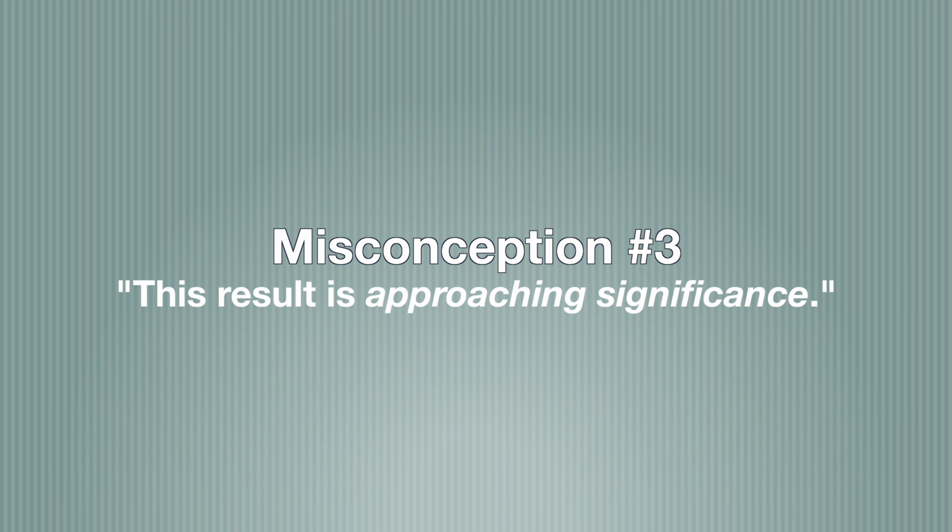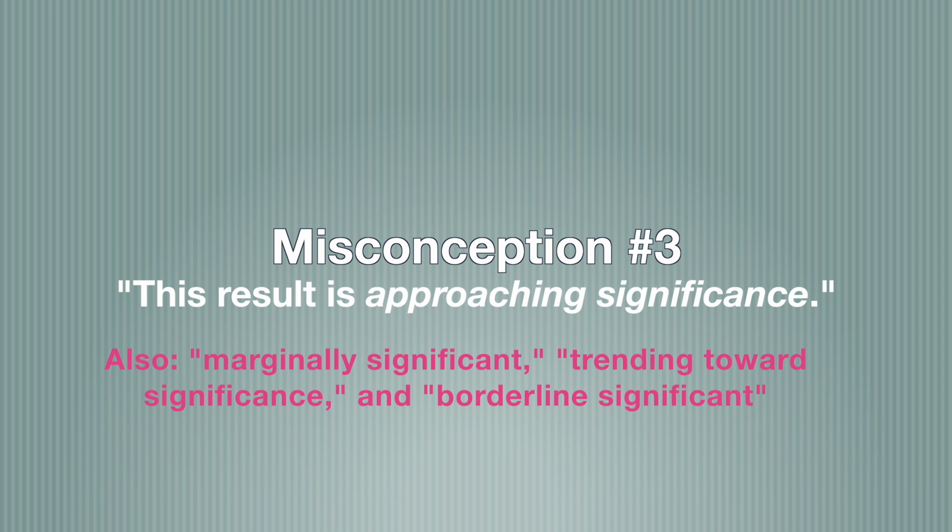Misconception number 3. This result is approaching significance. You will encounter this phrase constantly in published research. Researchers use it when p falls somewhere between 0.05 and 0.10. The result didn't clear the threshold, so they describe it as almost there. You'll also see marginally significant, trending towards significance, and borderline significant. These are all versions of the same problem. There is no statistical category called approaching significance.